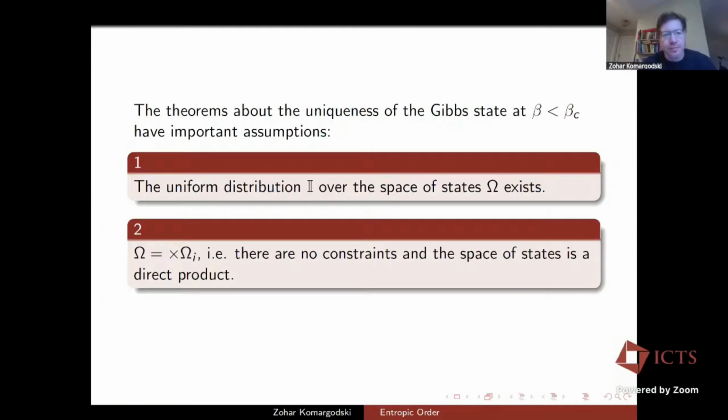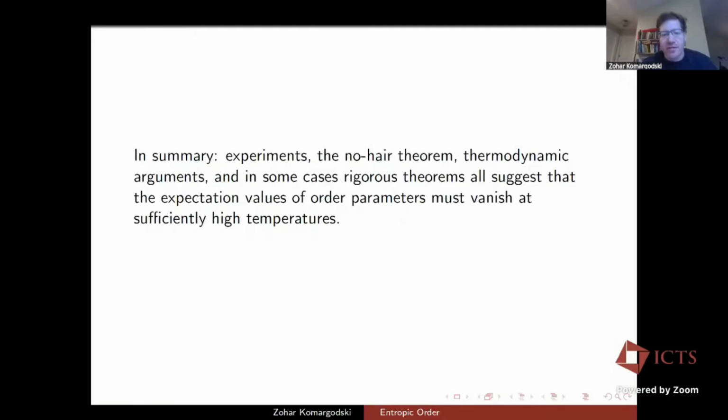Okay. So I'll just summarize what I said so far. Common sense experiments and the no-hair theorem all suggest that order must vanish at sufficiently high temperatures. And we know it from daily experience. Magnets fall from the fridge if you go to high temperature. But today we'll explore whether it's actually a true fact also about quantum field theory and about some lattice models.